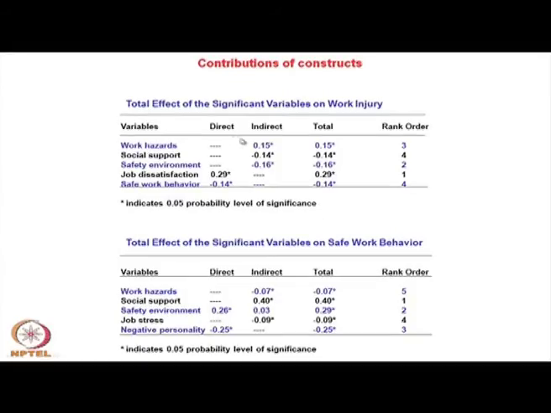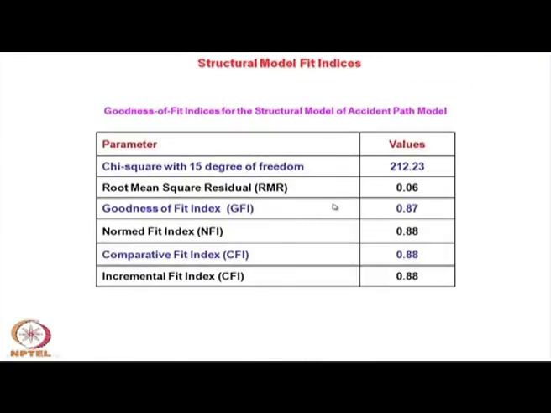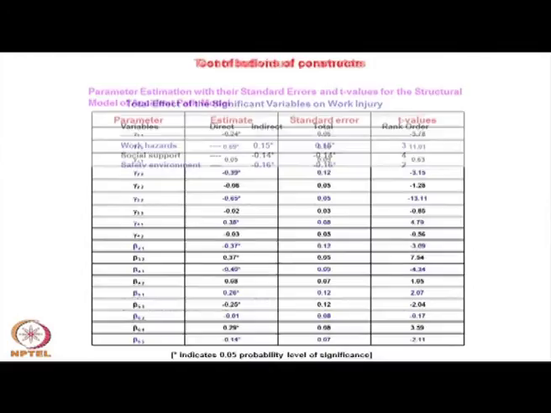Okay. Now, what do we see? We found that work hazard vis-a-vis work injury, work hazard has no direct effect in the model we have fit, but it has an indirect effect, and the total effect is this. Social support indirect effect this, safety environment indirect effect this and total effect this, job dissatisfaction direct effect and safety behavior this is the case. So, ultimately based on this total effect we have given the rank 1, 2, 3, 4, 5 like this. Similarly, as there are many dependent variables or dependent constructs you can find out here.